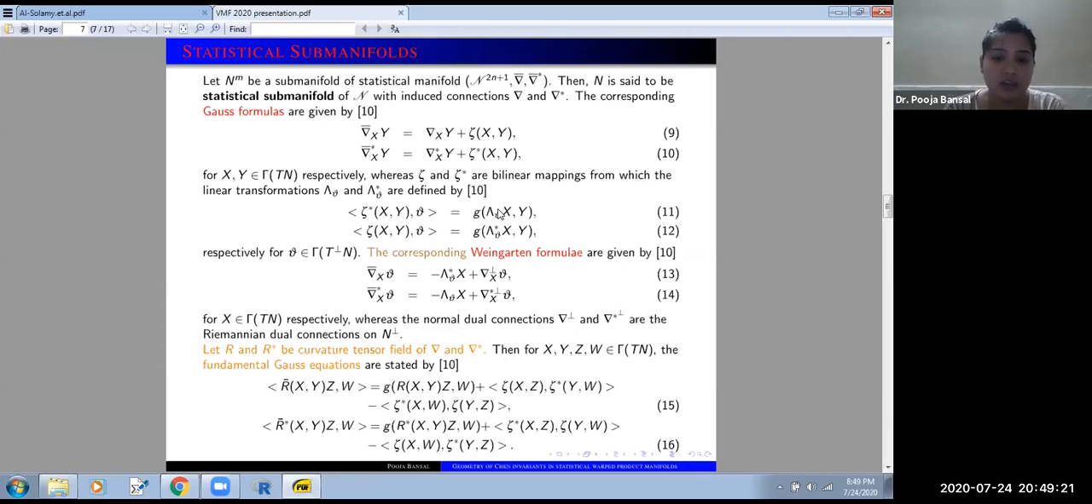The corresponding Weingarten formulas are given by equations 13 and 14, where the normal dual connections ∇⊥ and ∇*⊥ are the Riemannian dual connections on N⊥. Now let R and R* be the curvature tensors of the induced connections ∇ and ∇*. Then we have the fundamental Gauss equations given by equations 15 and 16.